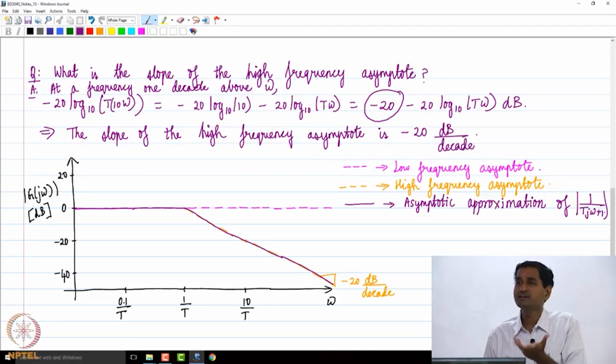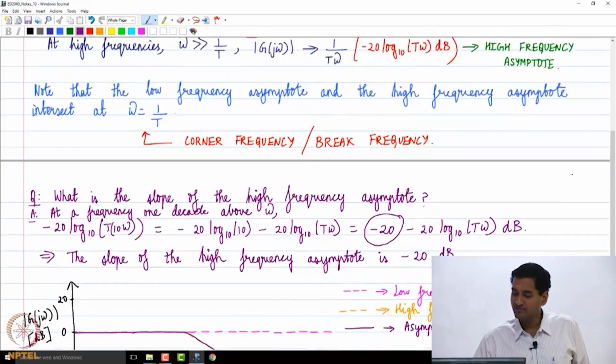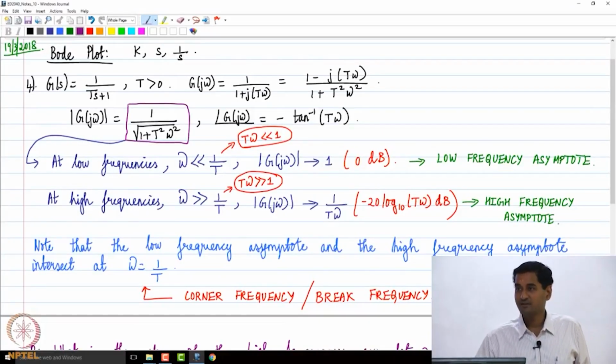But what about the real curve, right? So, how does it look? Because see, this is basically a non-smooth curve, right? Although it is continuous, at omega equals 1 by T you suddenly have the slope changing. But the real function is a smooth function, so what is the actual magnitude? You can see that it is going to be 1 by square root of 1 plus T squared omega squared, right?